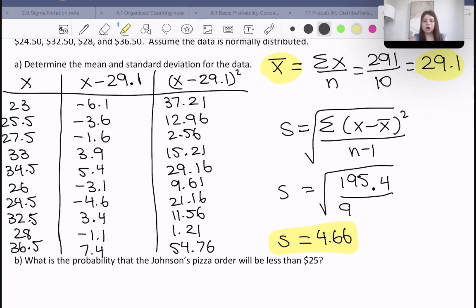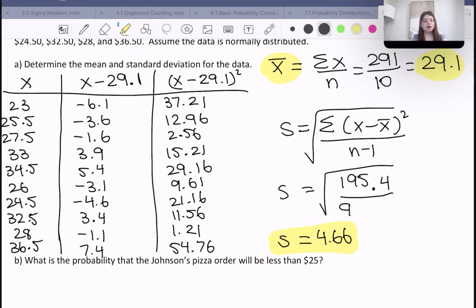Okay, so next let's move on to part B. Part B asks, what is the probability that the Johnson's pizza order will be less than $25? So keep in mind, the average is 29.1 and the standard deviation is 4.66. So probably not that likely, definitely possible for sure, but probably not that likely.